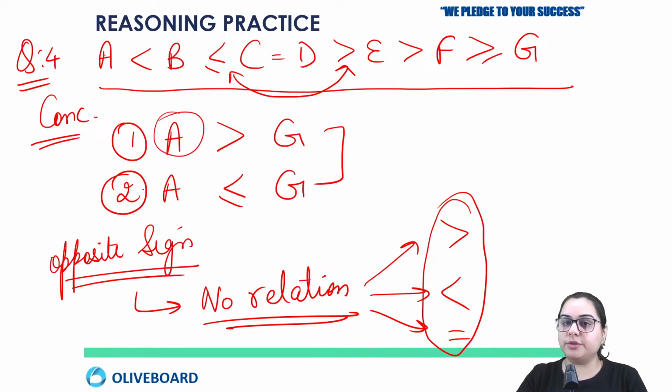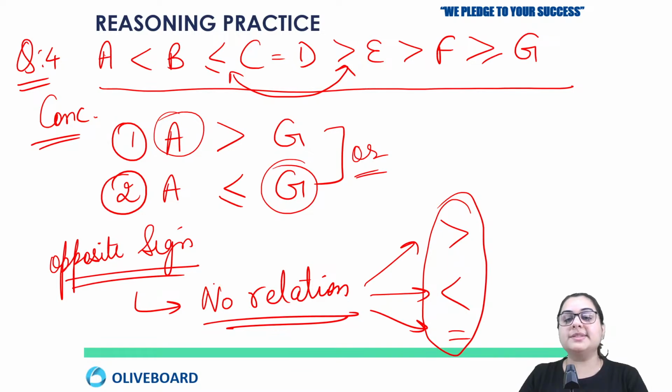So here in the first conclusion, it is pointing greater towards A. So this covers one of the possibilities. The second conclusion is pointing greater towards G, which covers the second possibility. And it is also equal towards G. So it is actually either or.